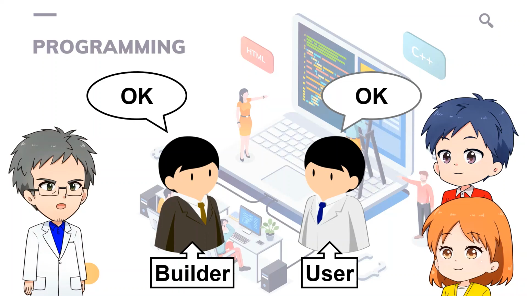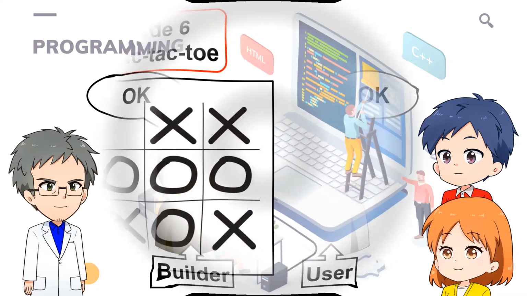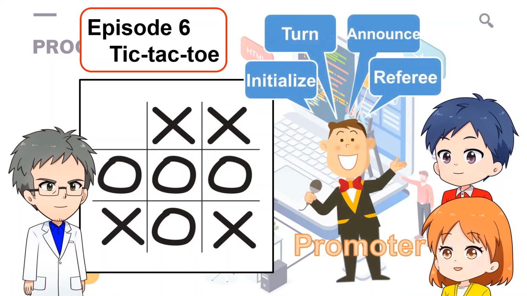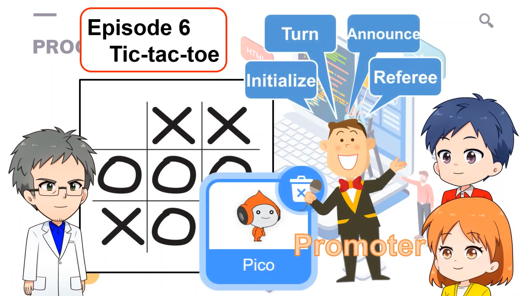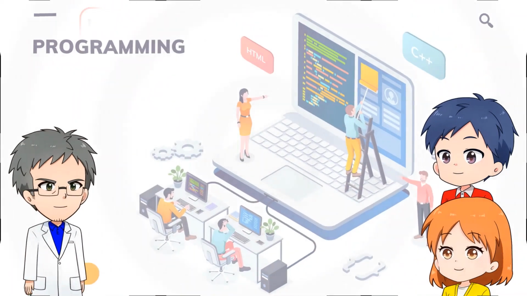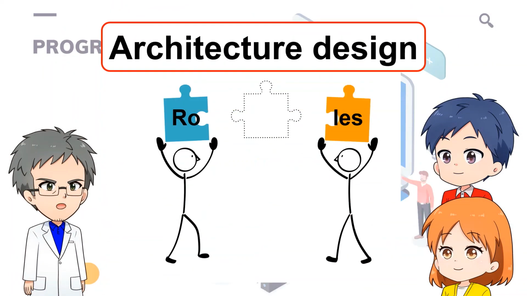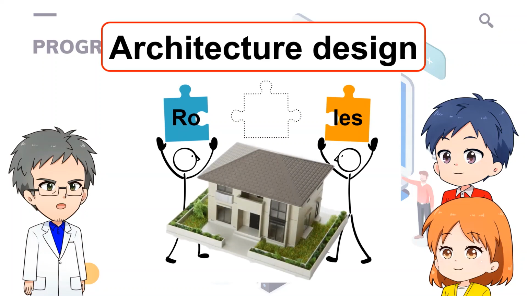At MINPRO, what do we do after we set our goal? For tic-tac-toe, we thought about the role of the program. Yes, like the promoter, the thinking computer, and the marks. Dividing the entire goal into roles and combining them is called architecture design. That's another big word that I don't know. What does architecture mean? I've heard it before. Doesn't it mean building? You're right.